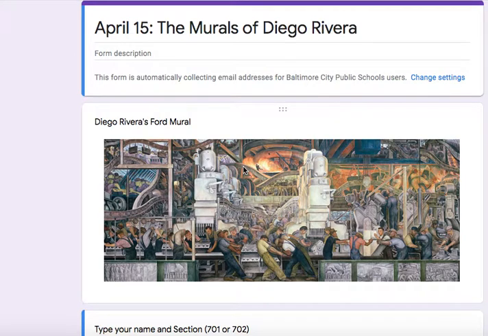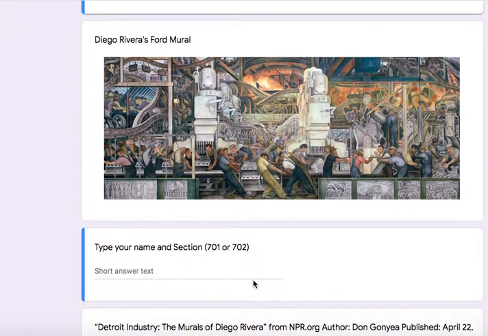This is for the April 15th Murals of Diego Rivera lesson. Here we have a picture of his mural. He painted this on the side of the building. It's extremely detailed. It almost looks like a picture that he took.